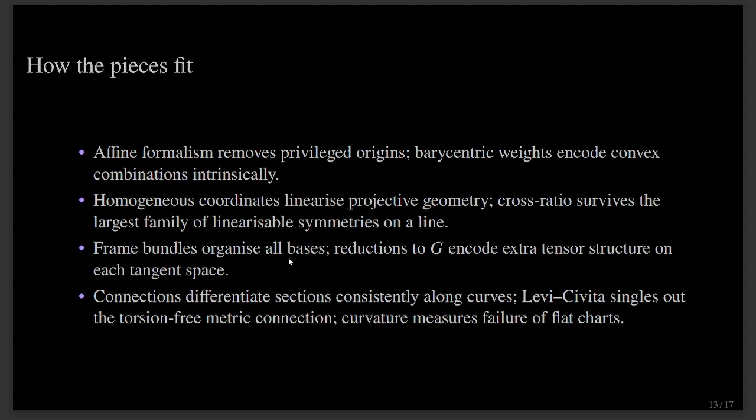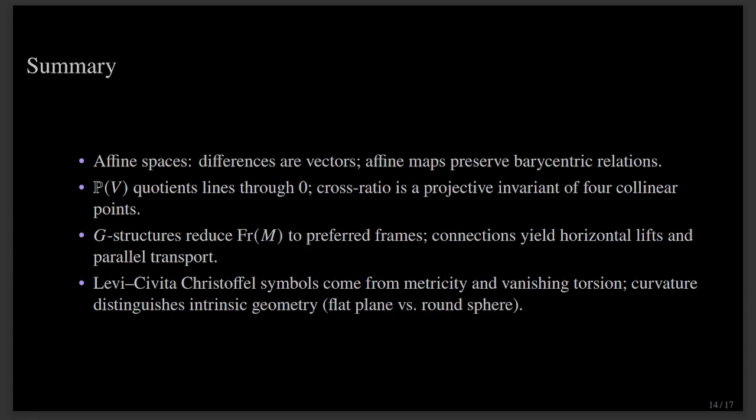flat affine charts. Now, how we want to think about all this is just affine spaces. They're the difference of vectors. Differences are vectors, and combinations require weights summing to 1 for preserving the barycentric relations. We also need to make sure that the projective spaces, like lines through an origin or homogeneous coordinates, their cross ratio is invariant. They're key invariant. For example, something such as the Mobius transformations.